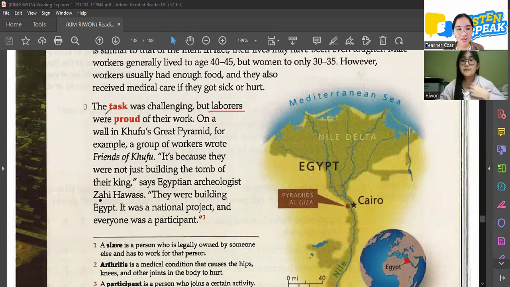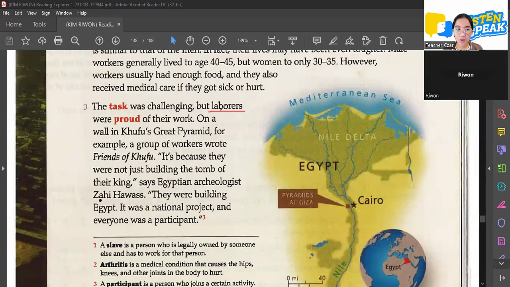So this task of building the Pyramid of Giza was challenging, but laborers, the people doing unskilled or manual work for wages or for money, were proud of their work. Because on the wall of Khufu's Great Pyramid, for example, a group of workers wrote Friends of Khufu. It is because they were not just building the tomb of the king, they were also the friends of Khufu.